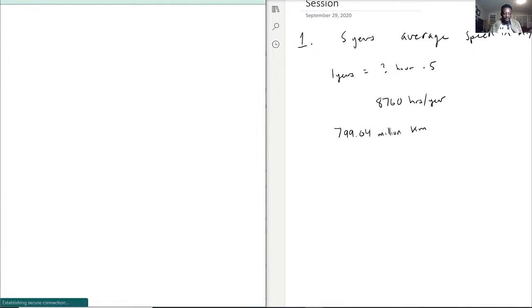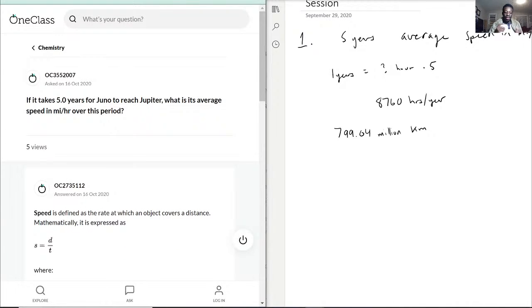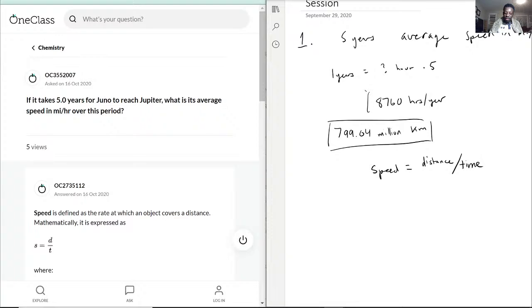So we're given now the way to do these questions. You need distance over time. That's how you calculate speed. Okay, so actually I'll write it here. So velocity, well, speed, velocity is a little bit different because it includes direction, but speed is equal to distance over time. Okay, and now that we have that information, we're given the distance and we're given the time, 5 years. Okay, so now we have to work on converting this.